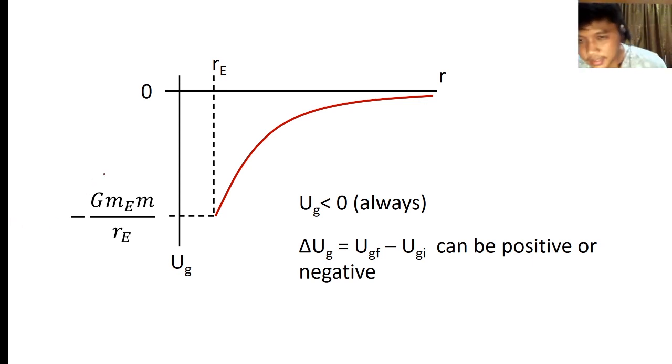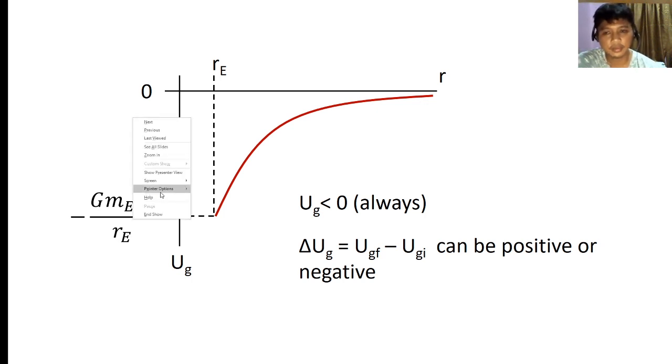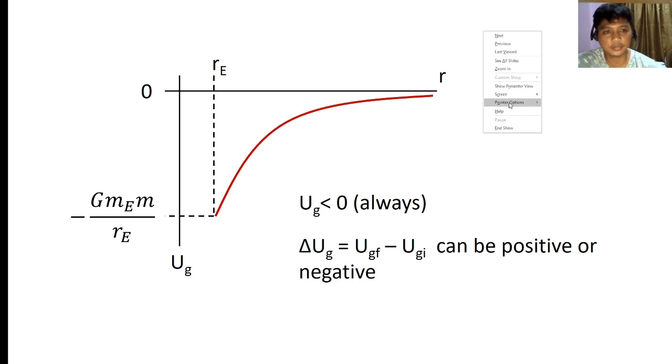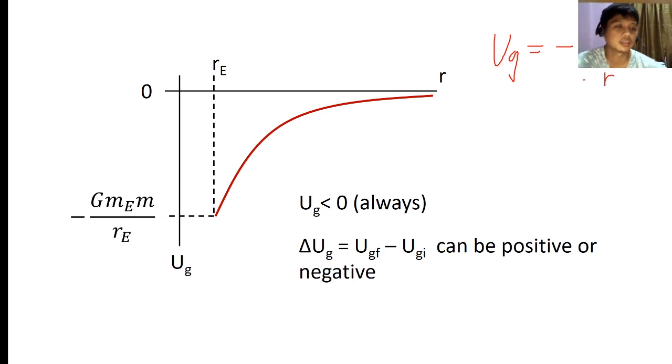And I'm going to explain this graph a little bit. Remember that when we had a throwback, we said that h equals 0 at the ground. For this new formula that we have, negative GMm over R, when can we make this equal to 0? So when is UG equal to 0?